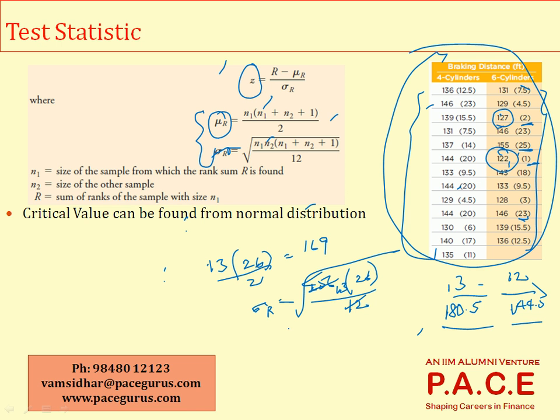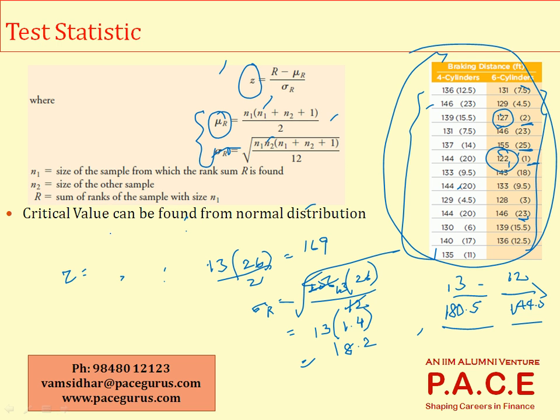13 into 13 into 2, so it becomes 13 into root 2. So root 2 is 1.4, so almost around 17. Let me round it off, right, or 18. 18.2 happens to be the standard deviation. Now what I can do, my Z value is R.